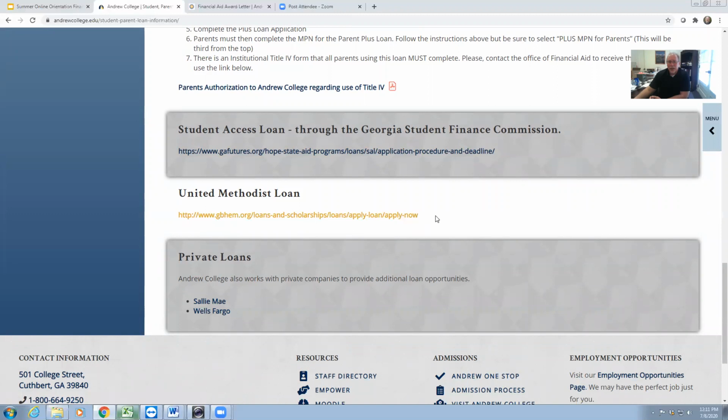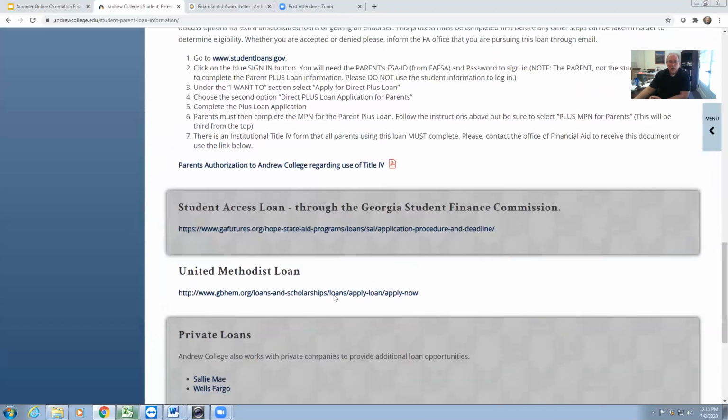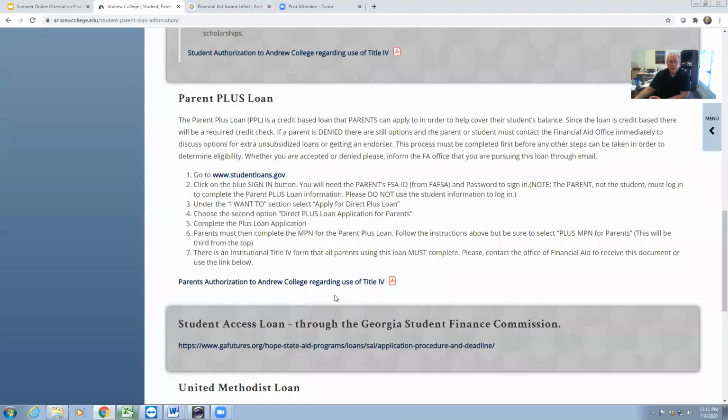Unfortunately, this loan for United Methodist students is closed already, and there's a link to Wells Fargo and Sallie Mae. As I said, Wells Fargo is not doing loans for new students this year.